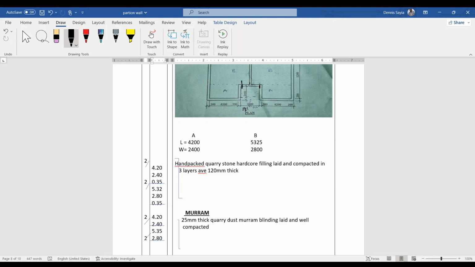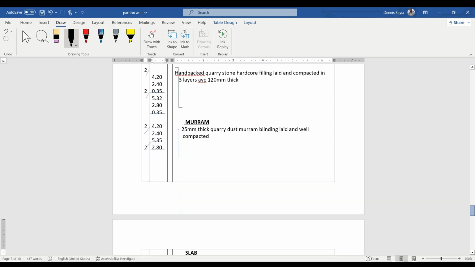We are booking in cubic meters. So we need the length, the width, and the thickness. So the thickness is 0.35, that is the 350 millimeters. So this one is by 2, and then the other one is 5.32, 2.80, 0.35. It's also by 2. We say hand packed quarry stone hardcore filling, laid and compacted in layers, average 120 millimeters thick.